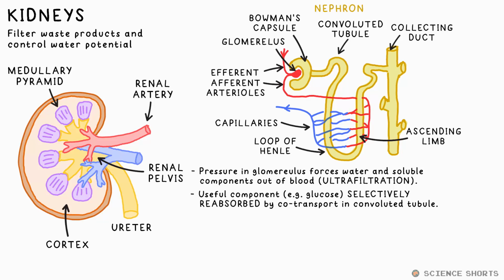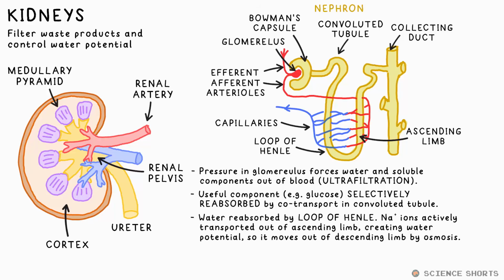However, some of these filtered components are useful, like glucose, so they're selectively reabsorbed by co-transport from cells in the convoluted tubule into capillaries. Water is reabsorbed by the loop of Henle. Sodium ions are actively transported out of the ascending limb, creating a water potential. But as the ascending limb cells are impermeable to water, it must move out of the descending limb by osmosis, and it enters the blood in the capillaries.